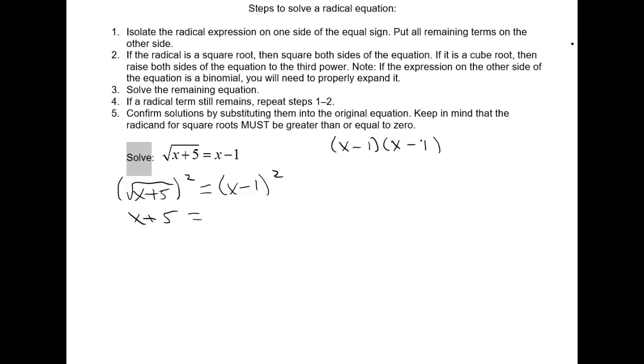to expand the binomial. So we multiply x times x, that gives us x squared. Then we multiply x times negative 1, that gives us negative 1x. Then we take negative 1 times x, and that gives us negative 1x. And then negative 1 times negative 1 is positive 1. Combining our like terms, we get x squared minus 2x plus 1.